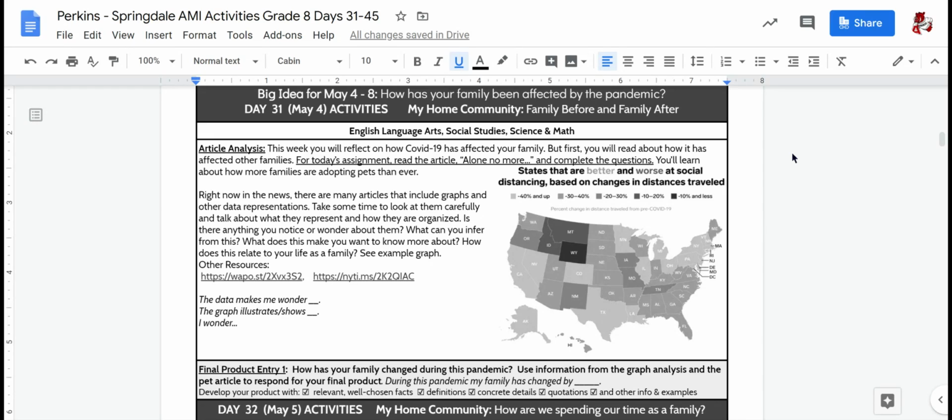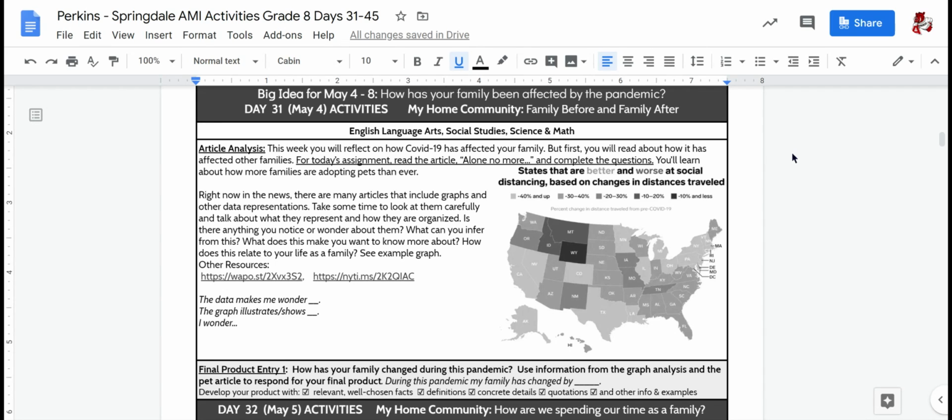Right now in the news, there are many articles that include graphs and other data representations. Take some time to look at them carefully and talk about what they represent and how they are organized. Is there anything you notice or wonder about them? What can you infer from this? What does this make you want to know more about? How does this relate to your life as a family?